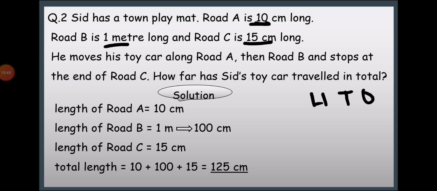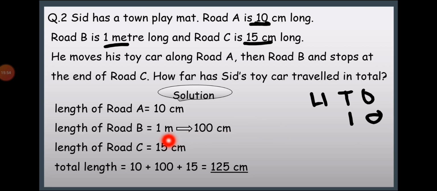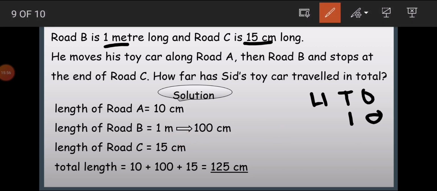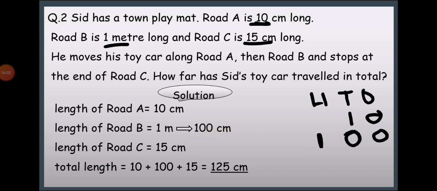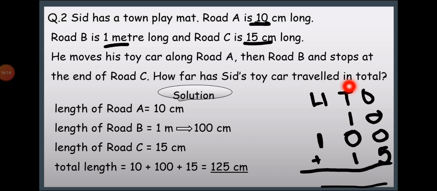So what is the first number? That is 10. In 10, how many tens and how many ones? Yes, 0 ones and 1 ten. Now, what is the second number here? 100. So how do we write 100? We start from the ones: 0 ones, 0 tens and 1 hundred. Now, the third number is 15. How many tens and ones in 15? 5 ones and 1 ten. Now, I'm putting the addition sign. Now, we have to add. In addition or subtraction, we always start from the smallest value.